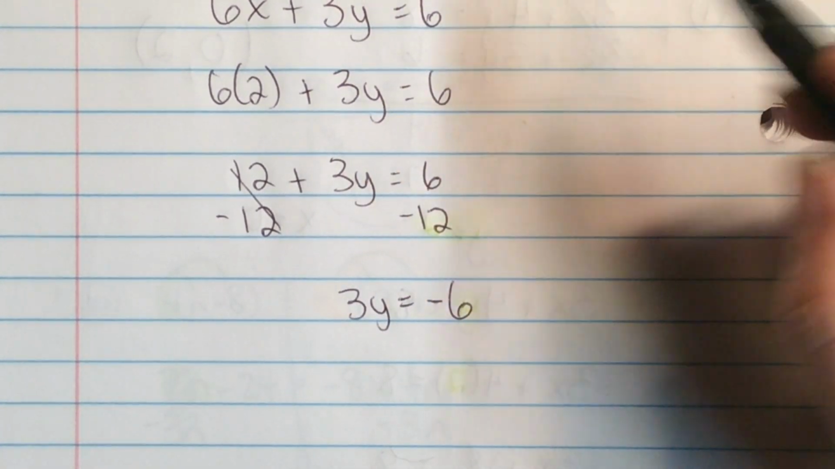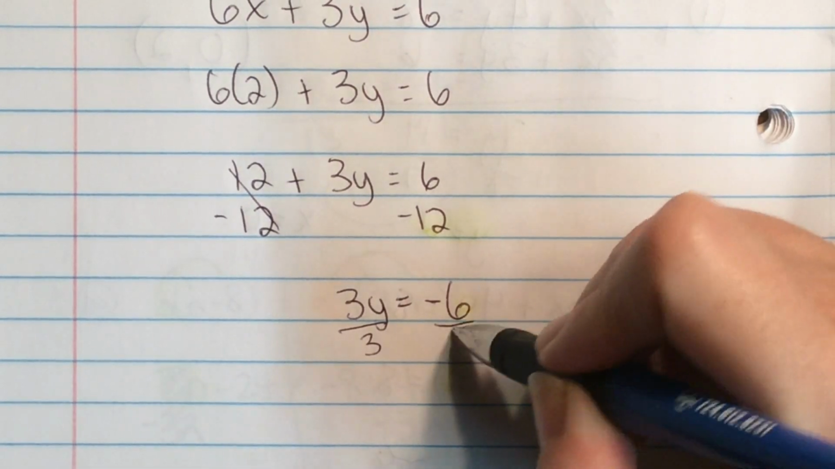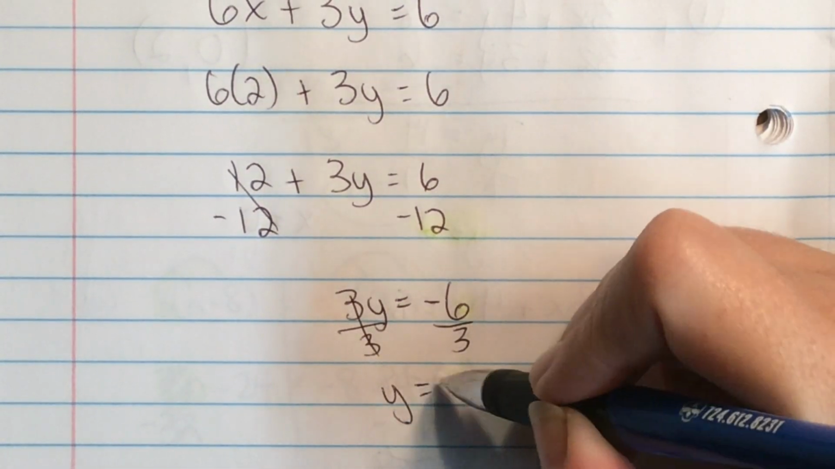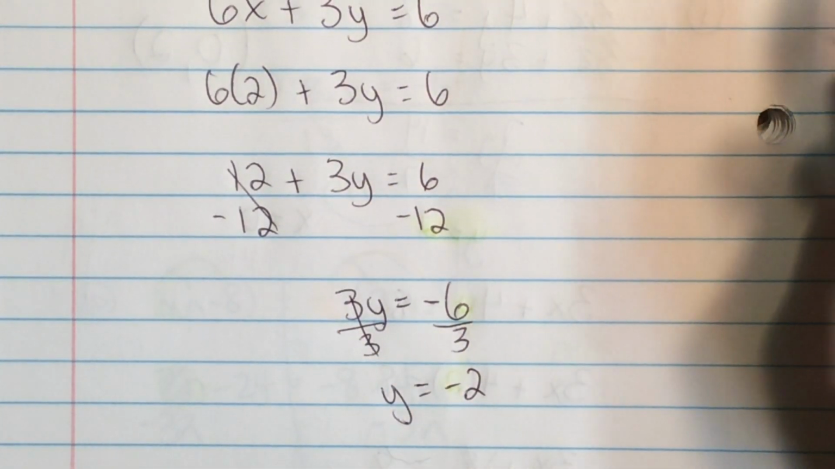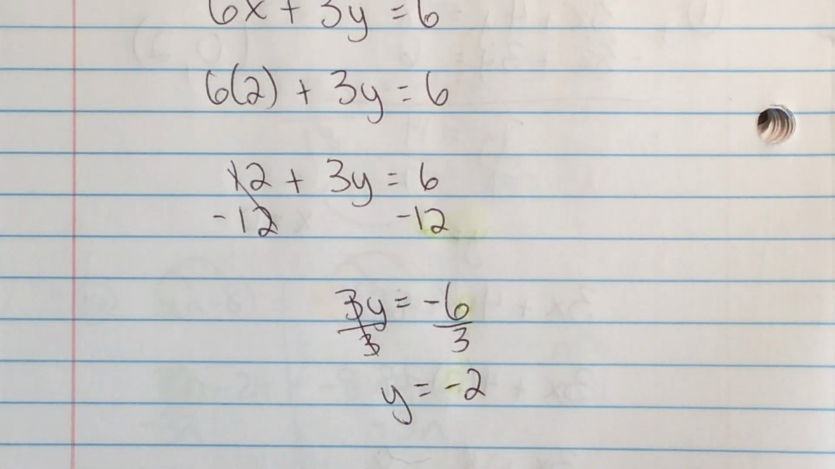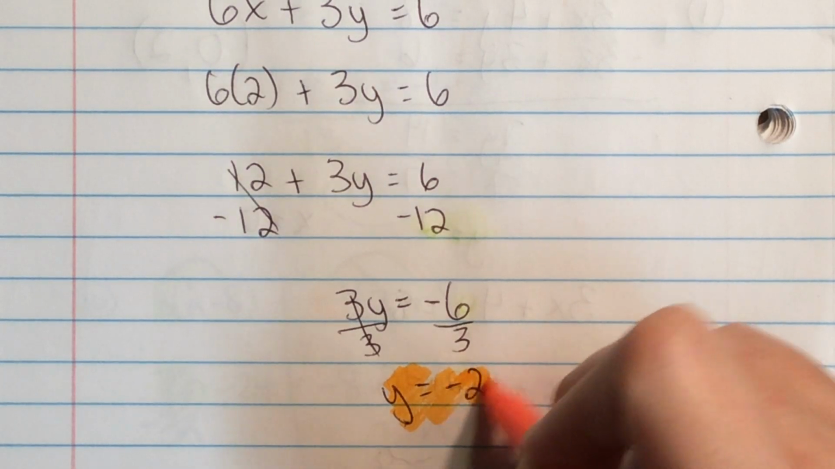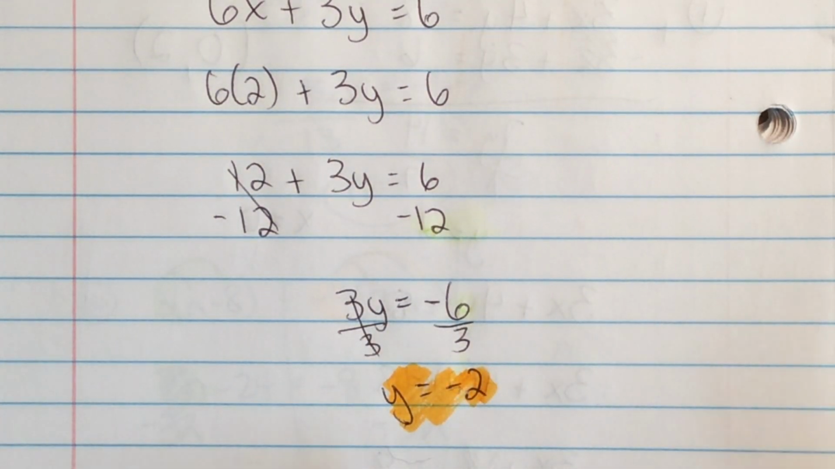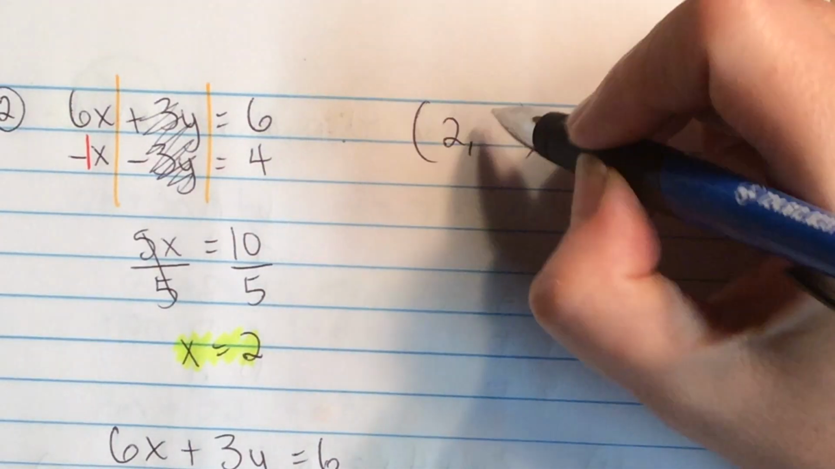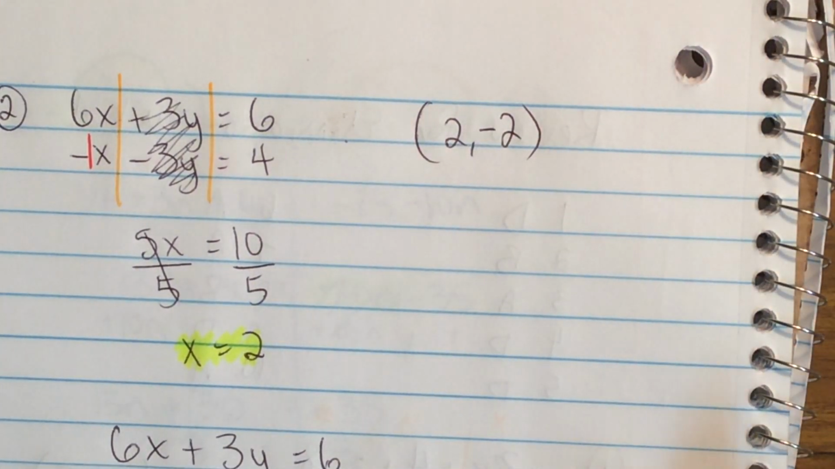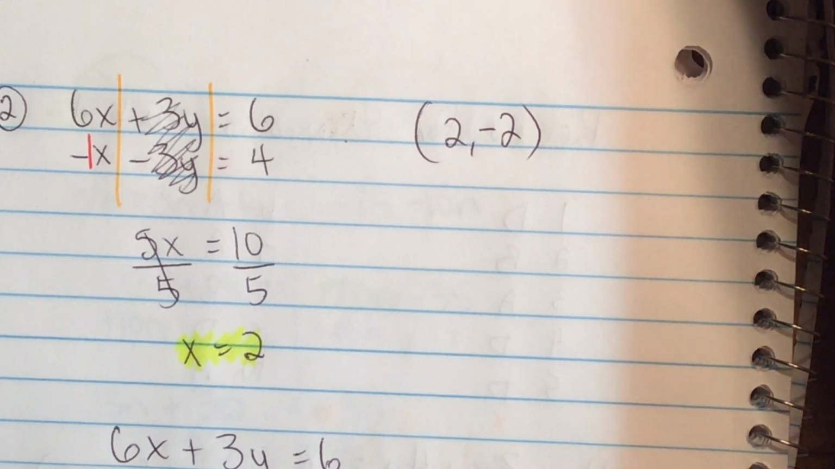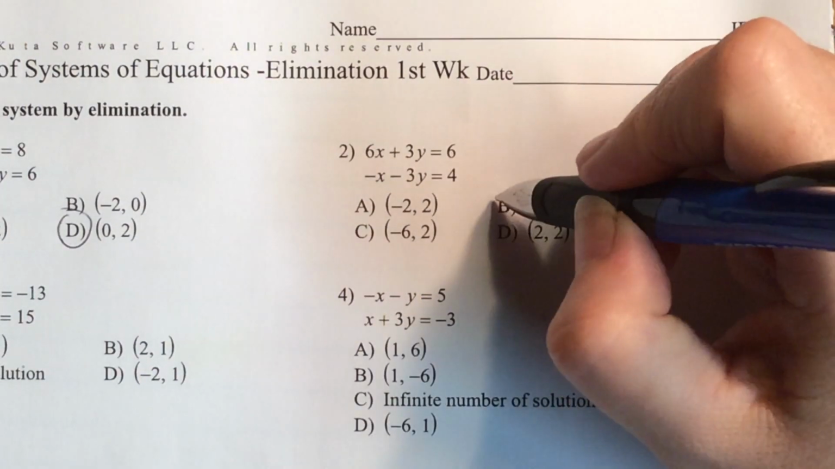And then I have to divide by 3. And y equals -2. So there's my other point. Y is -2 and x is +2. So that's interesting. They're both a version of 2. So 2, -2. That's where they would intersect if we graphed them, and that's their solution.